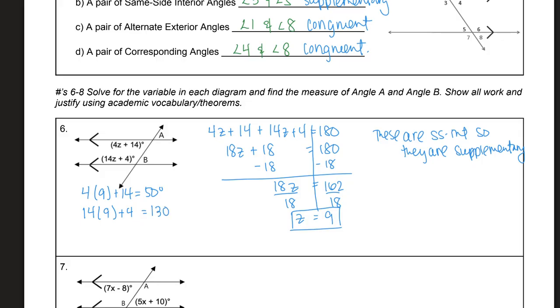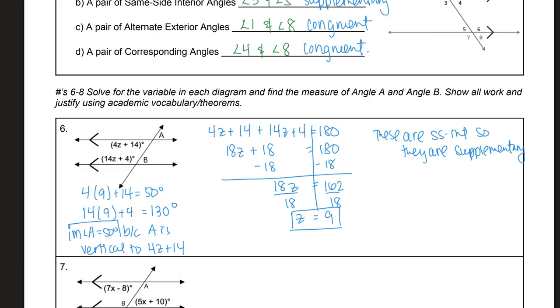Okay, so let's see how that helps us to find the measure of angle A. Well, I see that A and 4z plus 4 are vertical angles, so we know they're congruent. So if this angle right here is 50 degrees, that means the measure of angle A is also 50 degrees. And I'm going to say that's because A is vertical to 4z plus 14. And then to find the measure of angle B, oops. Let me rewrite this. So the measure of angle A is equal to 50 degrees.